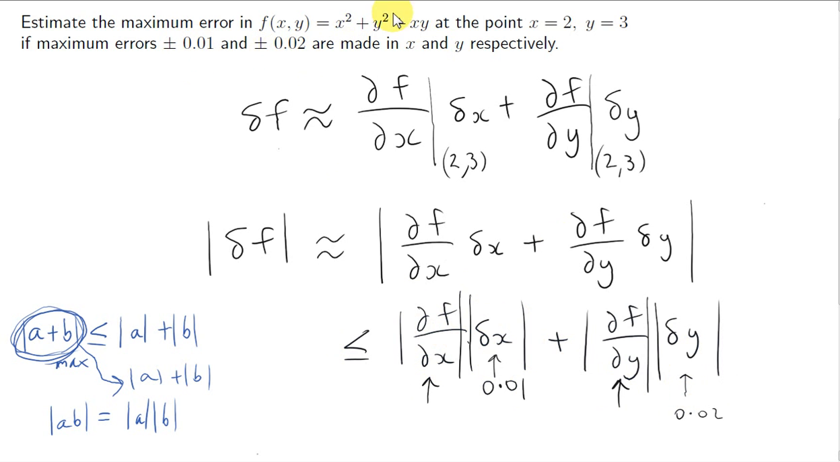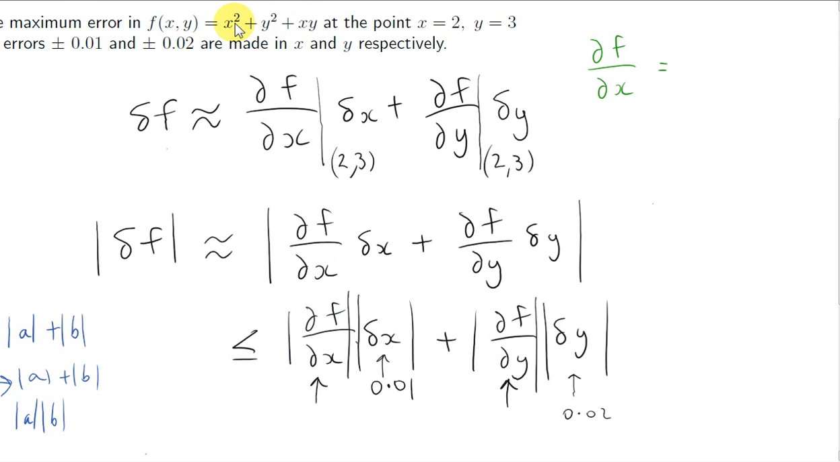Well, they're straightforward. Let's start with df dx. Differentiate x squared with respect to x, we get 2x. Y squared goes to 0. We treat y as a constant, so we have constant times y here, so when you differentiate with respect to x, we get that constant y. And we want to work this out at the point with coordinates 2, 3. So we have to plug 2 in for x and 3 in for y. So we have 2 times 2 is 4 plus 3 is 7.